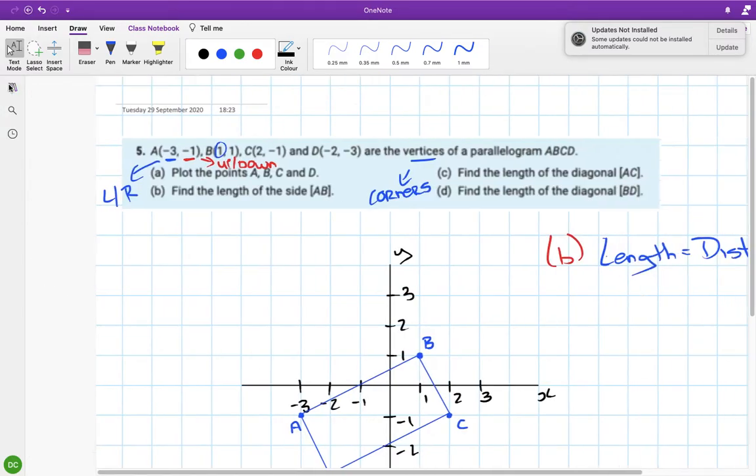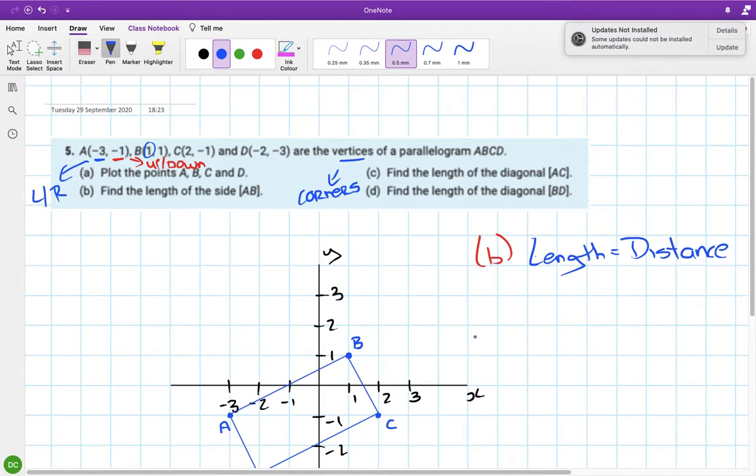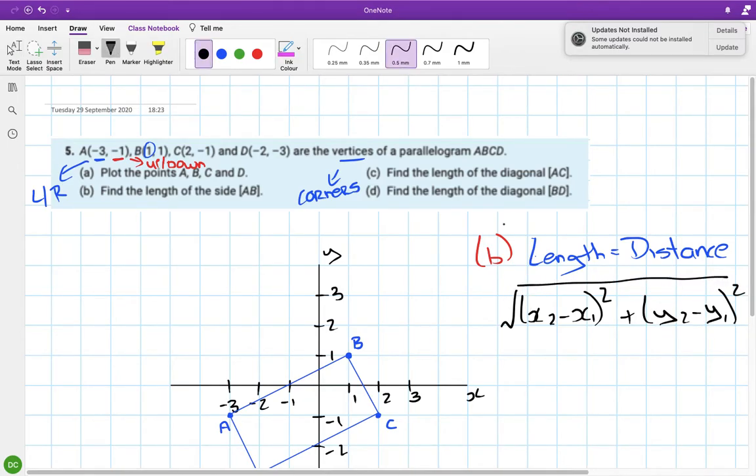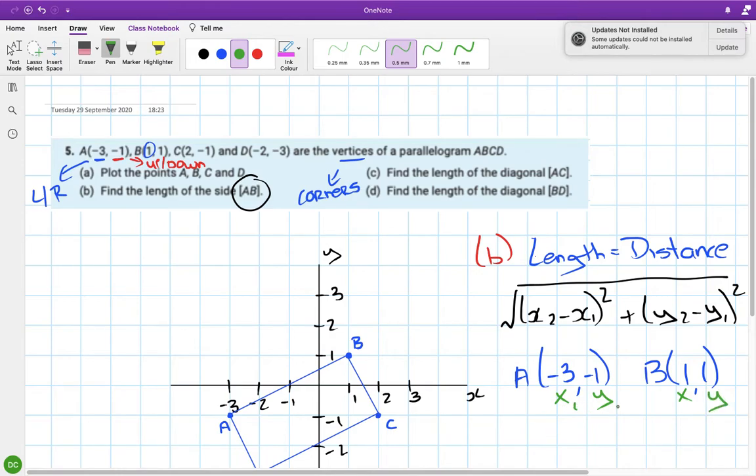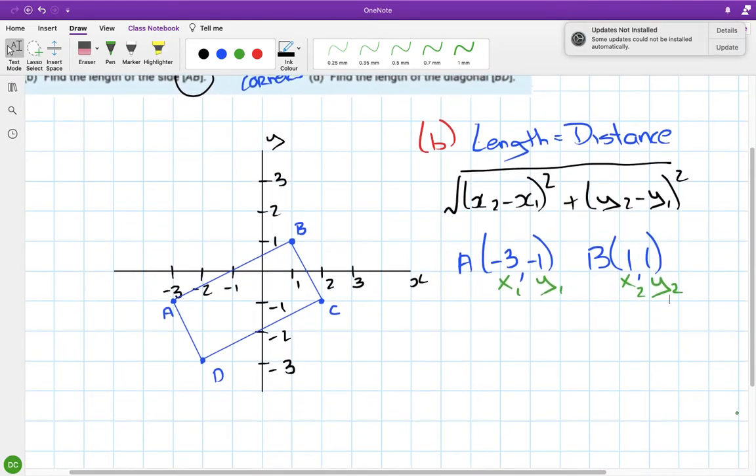Okay, it's always good practice to write the formula. It's just an opportunity to get marks in case you mess up. So write the formula. So the square root of x2 minus x1 squared plus y2 minus y1 squared. Okay, so it's A and B that I'm trying to find the length of. So I'm going to write them down. A is minus 3, minus 1 and B is 1, 1. Next, remember I told you that this is x, y, and this is x, y. This is the first point and this is the second point. So now I have everything I need to sub into my formula.